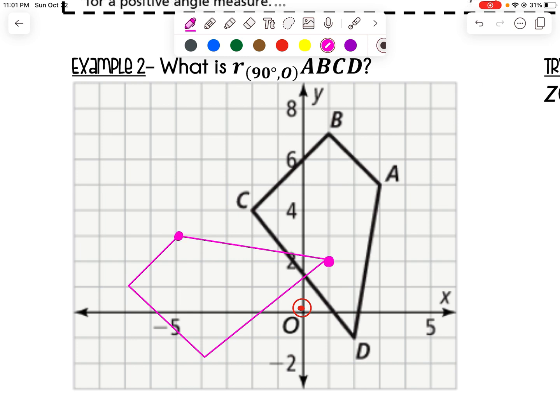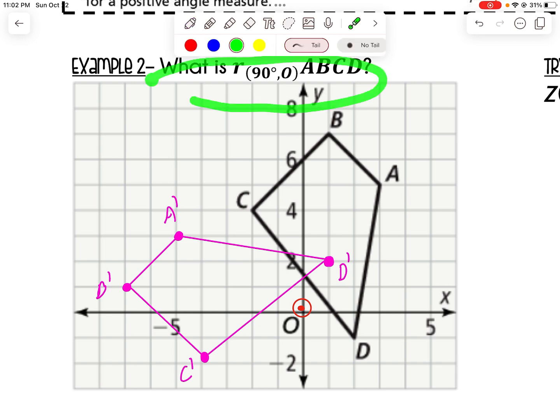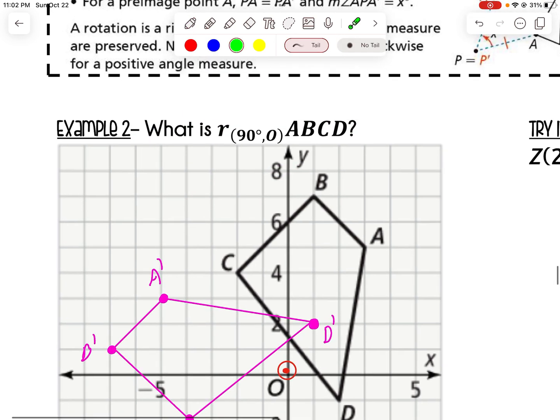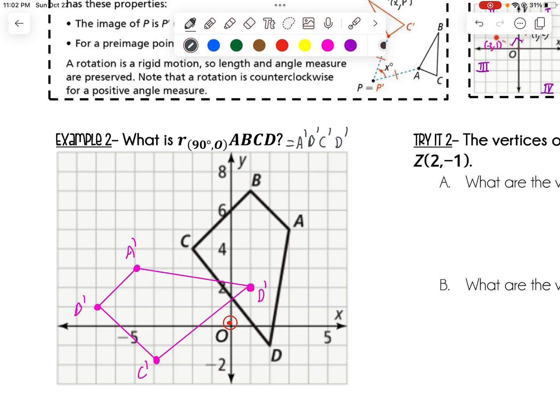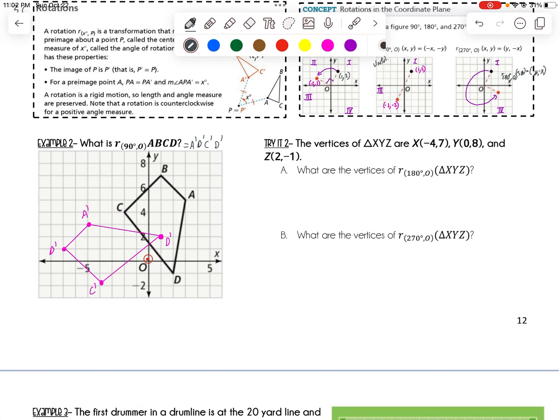D goes there, A goes there, B goes there, C goes there. And let's label it A prime. Let's start with A. A prime, B prime, C prime, and D prime. Now, if you were wondering how I got that rule, I just read it right up here. And you'll notice it says, what is it? And I'm going to put at the end, equals A prime, B prime, C prime, D prime. There we go.